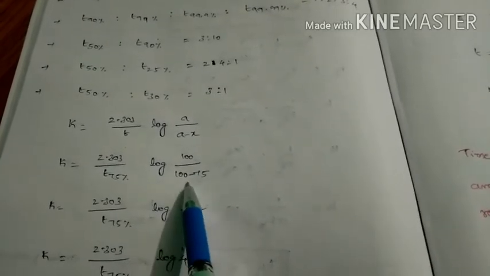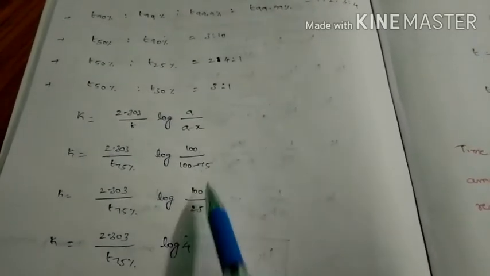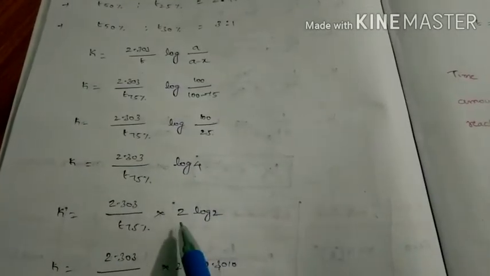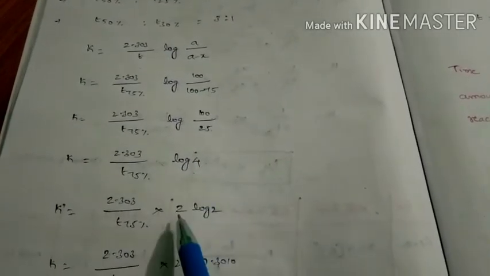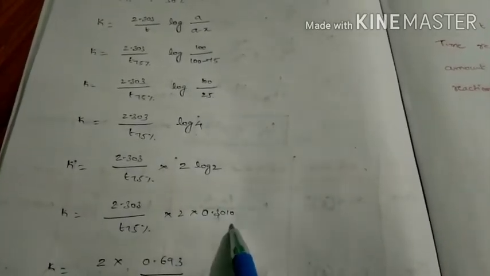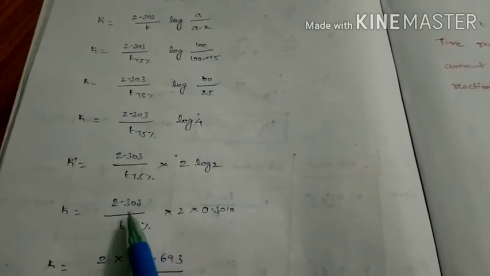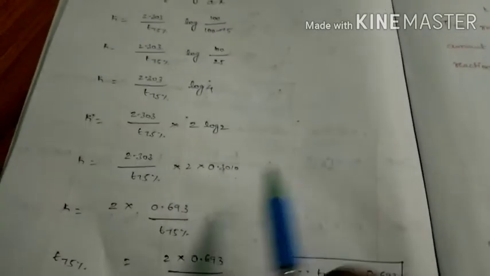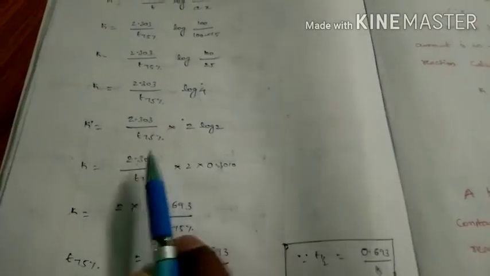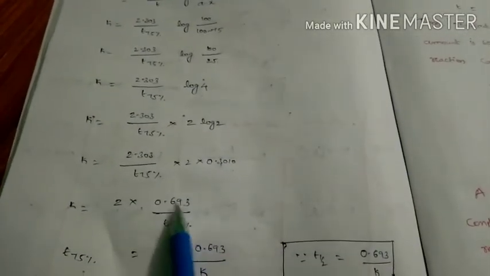We have to write like that, 100 minus 75, then 100 minus 75 becomes 25, then if this value becomes 4, we know that log 4 we can write as 2 log 2. Log 2 value we know already, 0.3010, so 2.303 into 0.3010, how much? 0.693. If you calculate this value, we will get this value.